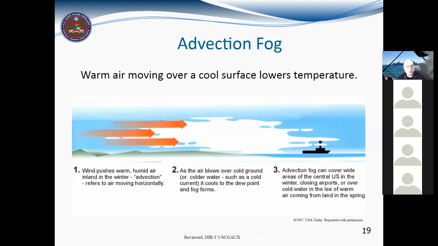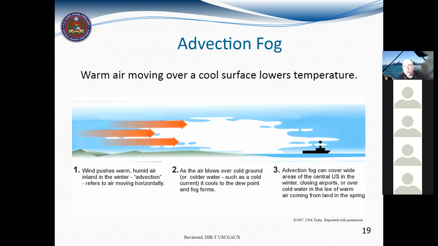So now it's cooled down to its saturation point, so the moisture condenses. Wind pushes warm, humid air inland in the winter, which we call advection. When you're moving a parcel of air from one place to another, we're vectoring it, or advection. That's advection, when you're moving air. So that refers to air moving horizontally.